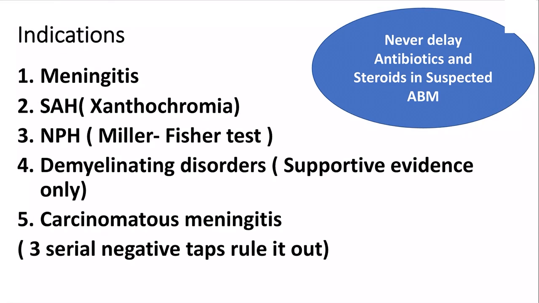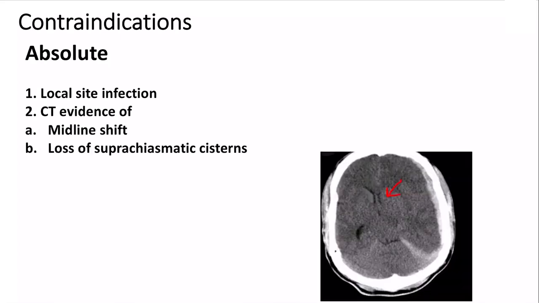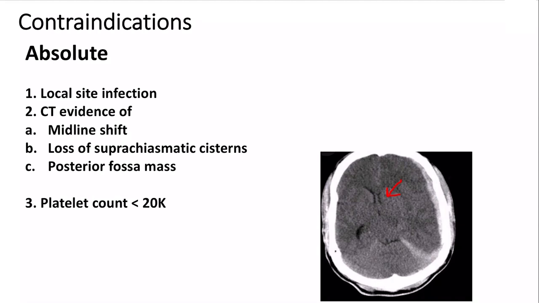of acute bacterial meningitis. Coming to the contraindications, the absolute ones, first would be local site infection, then is going to be CT evidence of midline shift, or there could be loss of suprasellar cisterns, there could be a posterior fossa mass. Then comes coagulopathy.